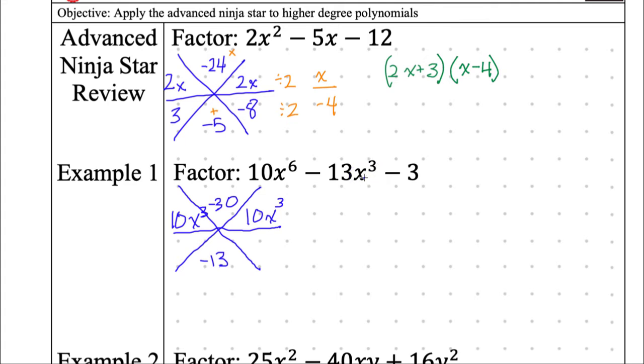Now we've set up our new type of Advanced Ninja Star, and it's going to be the same question. What times what is -30? What plus what is -13? Let's go through all the factors. 1 and 30, no. 2 and 15, ooh, 2 and 15 might work.